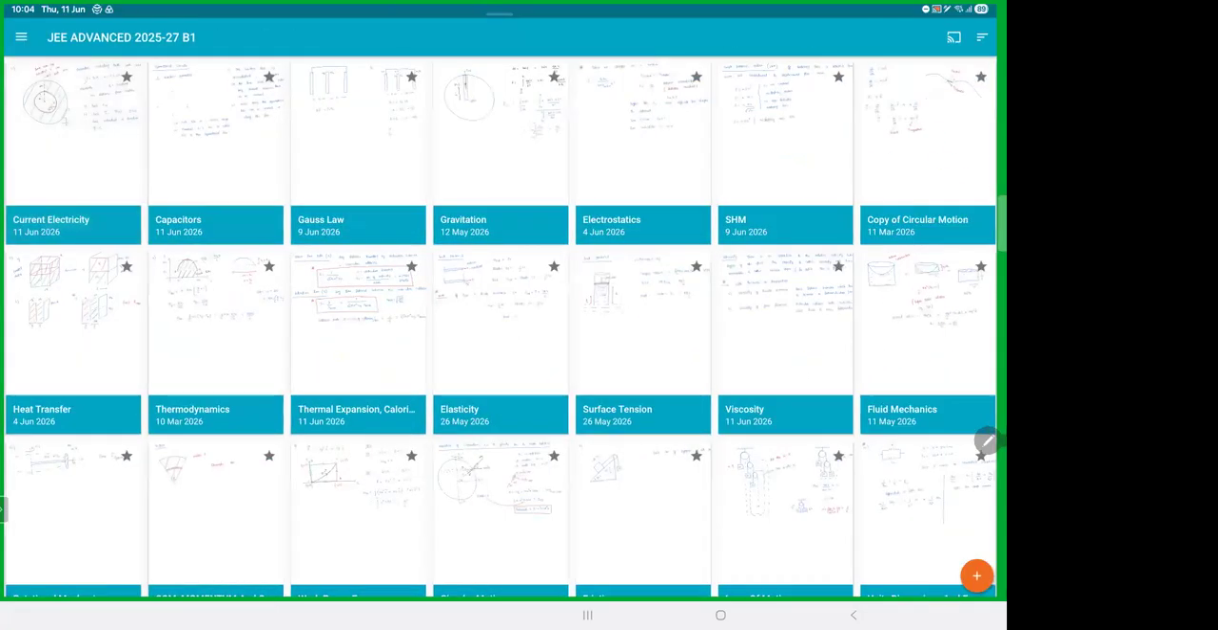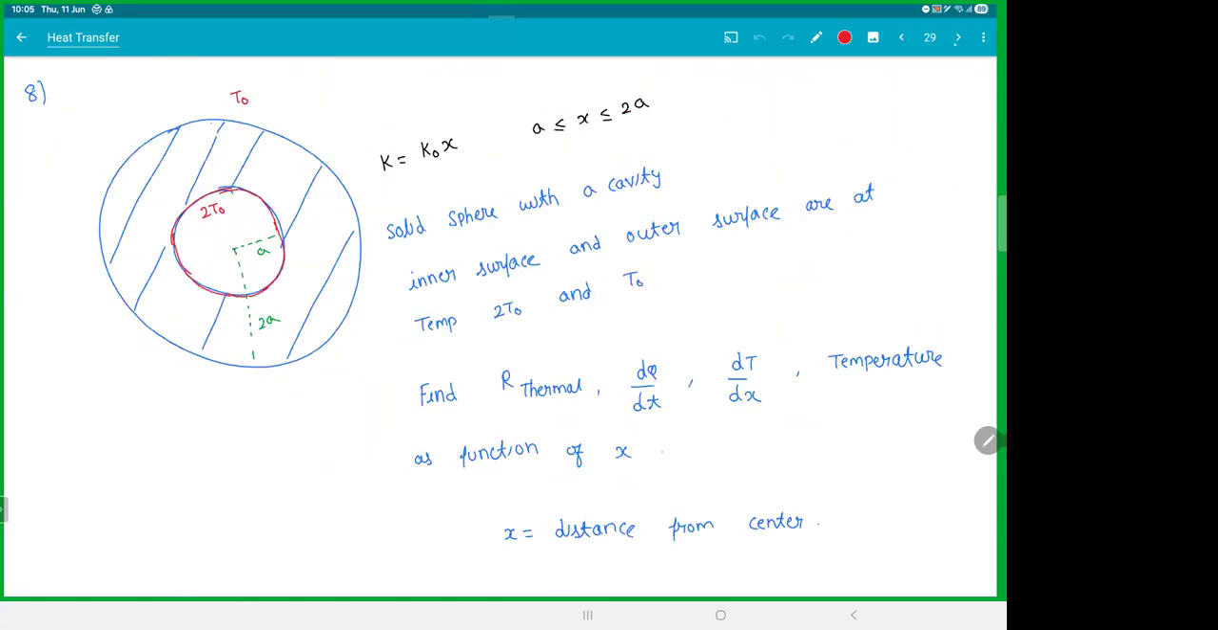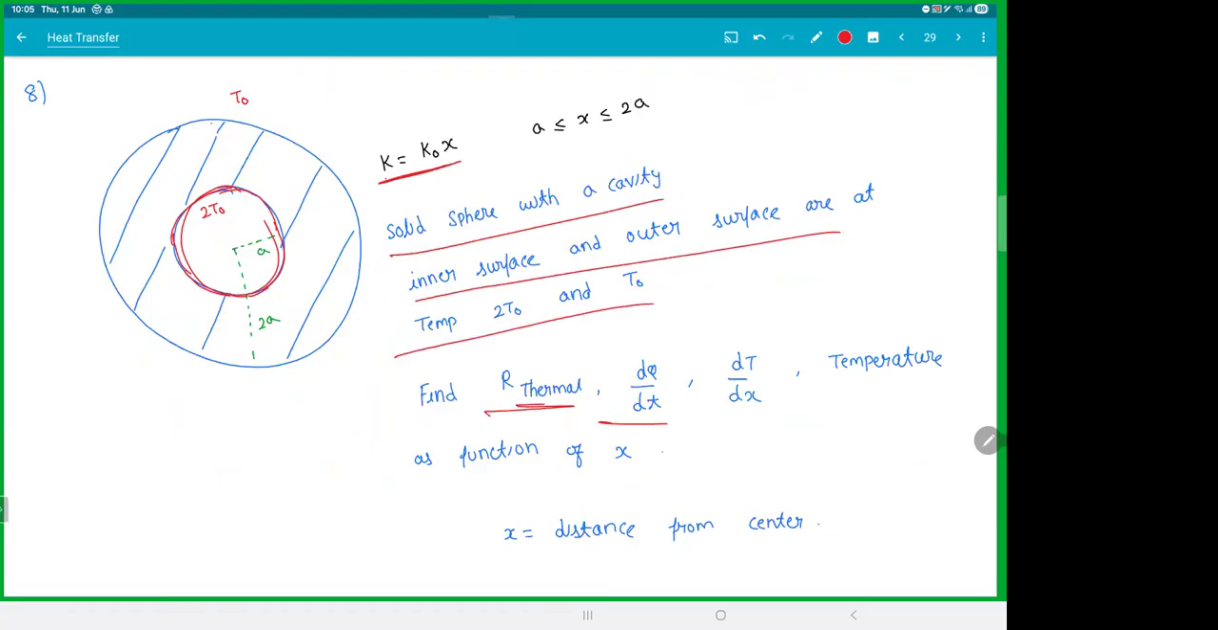And if you think this is looking new, no, it is not. You have done this in heat transfer. Equation याद है? Exact same question देखो. Inside temperature is 2T naught, outside temperature is T naught. K is the thermal conductivity, K naught x. Solid sphere with a cavity, inner surface and outside temperature, R thermal, dQ by dt, dT by dx. x is distance from center. The question is quite similar. In place of conductivity, I gave you resistivity.